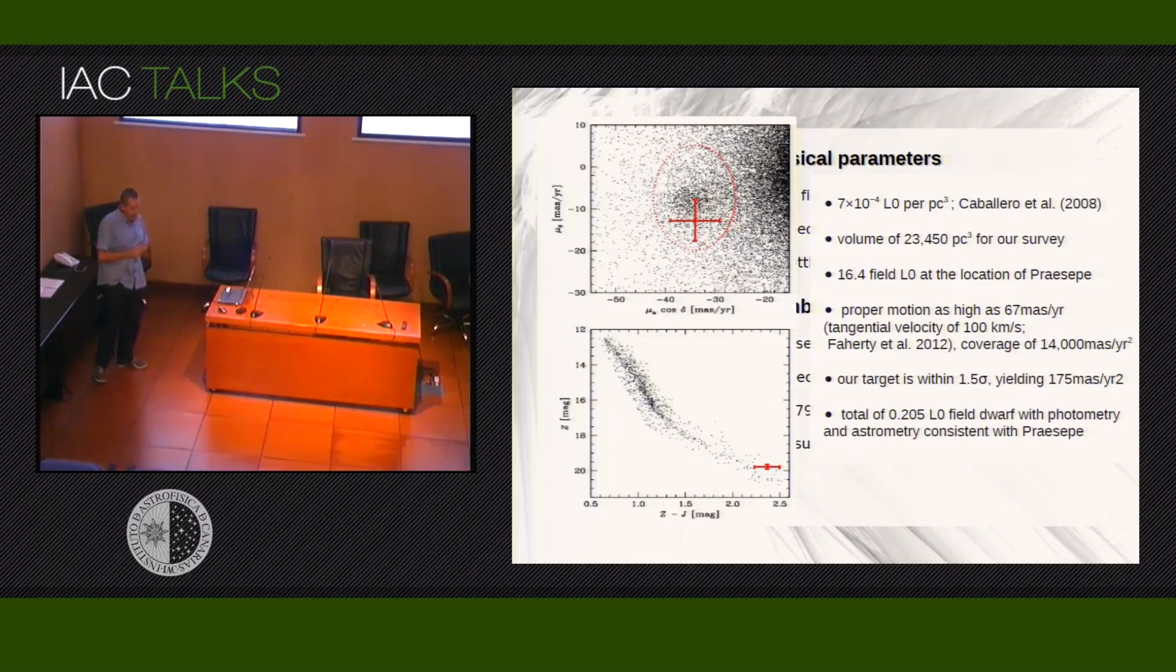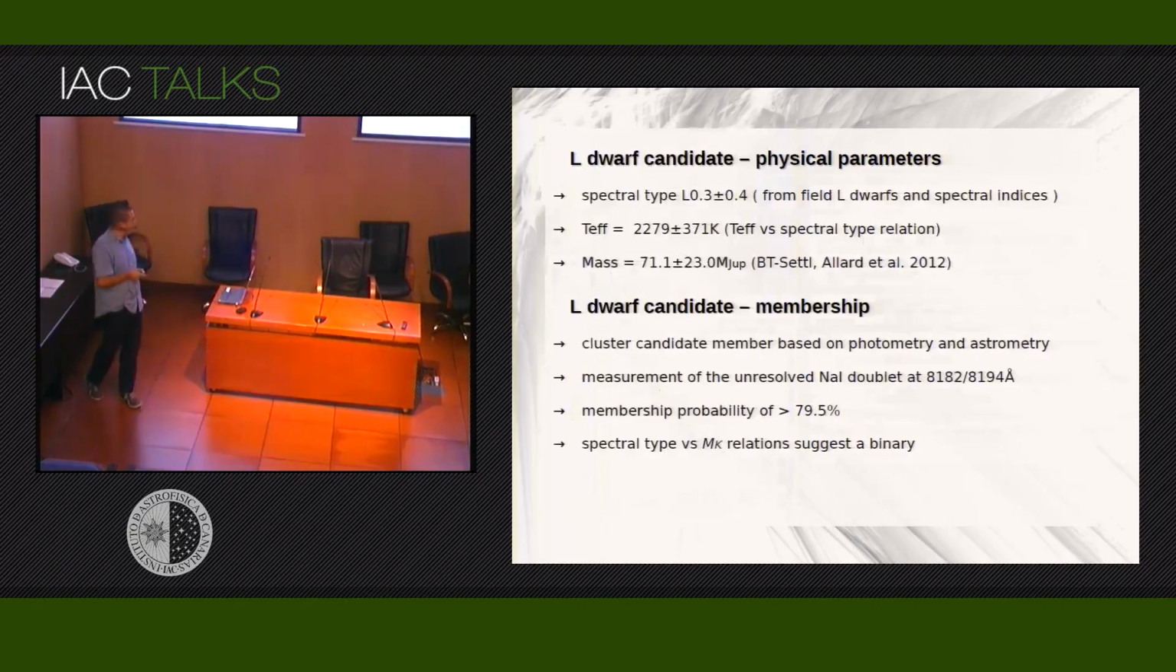And then with proper motion, we know that it could be an L dwarf with proper motion as high as 67 milliarcsec per year. This was obtained considering L dwarfs with tangential velocity as high as 100 kilometers per second at the location of Praesepe. So in the vector point diagram, members would cover an area of 14,000 milliarcsec squared. Since our target is within 1.5 sigma of the cluster, this gives an area of 175 milliarcsec squared. The ratio of this is about 2.5% times 16. This is roughly 0.205 field L dwarfs that could have been selected by photometry and astrometry and would be consistent with Praesepe, from which we get the membership probability of 79.5%.